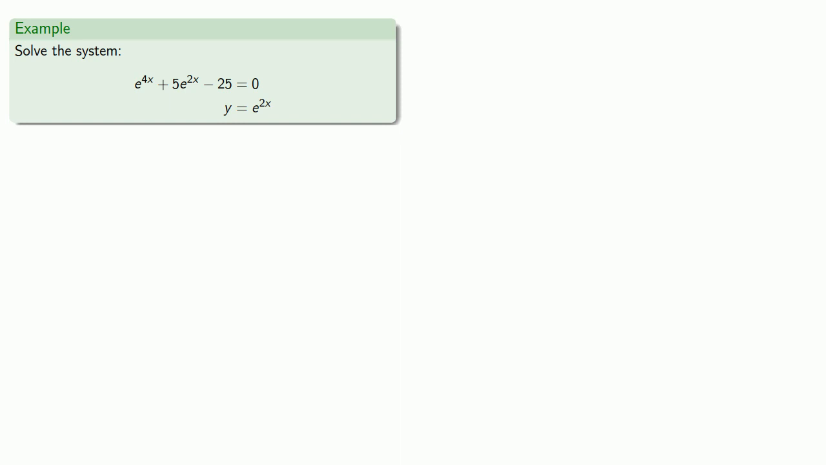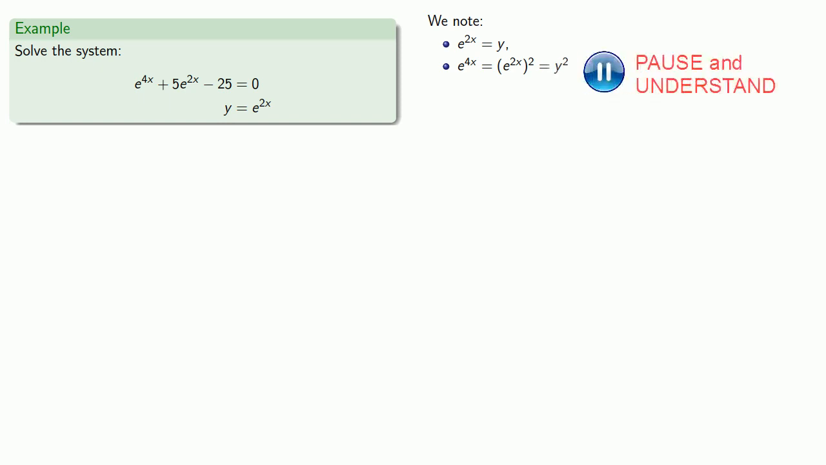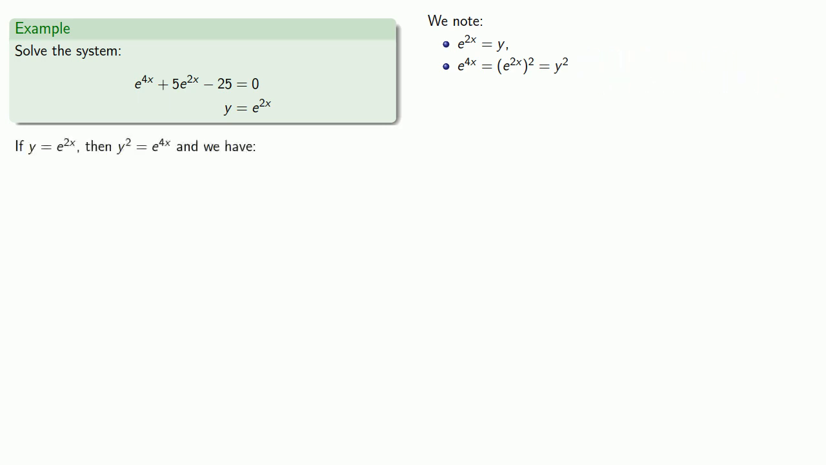The thing that's worth noting here is e to the power 2x is y. Well, we're given that as part of our system. But this other expression, e to the power 4x, is really e to the power 2x, squared. And equals means replaceable, so that means this is y squared. So we might make the following observation: if y equals e to the power 2x, then y squared is e to the power 4x, so we can substitute.